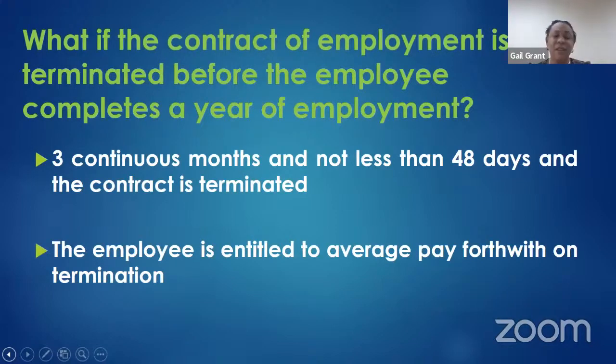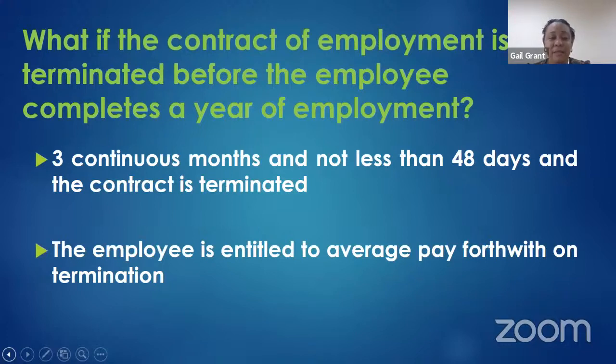So what if the contract of employment is terminated before the employee completes a year? Because so far I have said to you that the person needs to complete a year to be entitled to a holiday. So remember, holiday is a break. So you go off, you come back. You go off for your rest, you take your vacation, you return. So what happens when a person has not completed a year, but the contract is terminated?